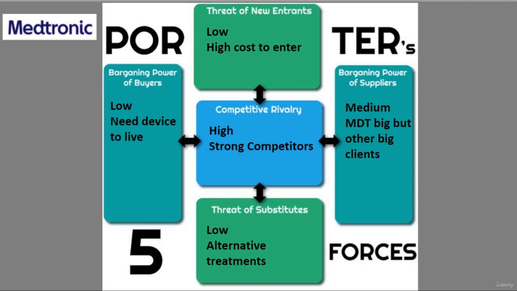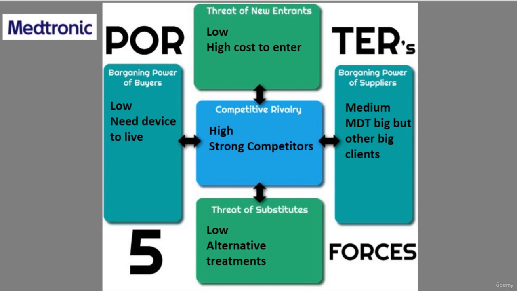The bargaining power of suppliers, I rated that a medium. Medtronic, or MDT, is big, but there are other big clients that these big suppliers of components and different things have. So it's not like a company that is so dominant that if you don't do business with it, you're out of business. There are competitors. And so the bargaining power of suppliers is kind of a medium.